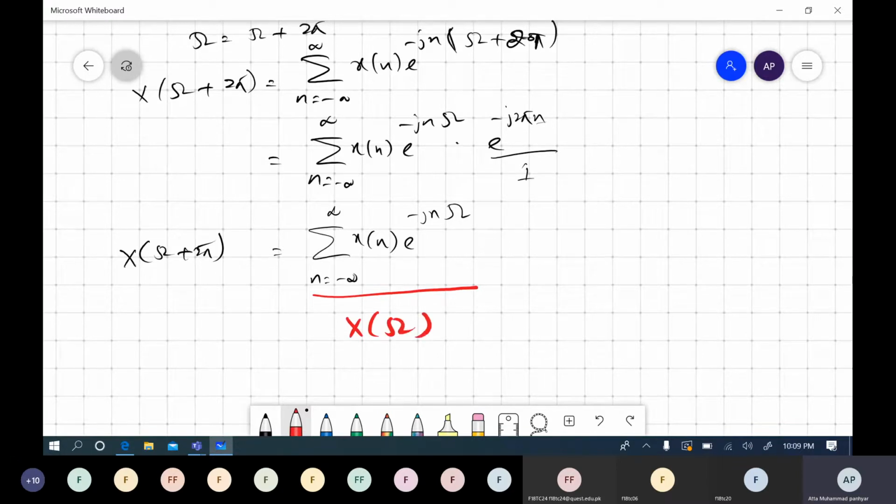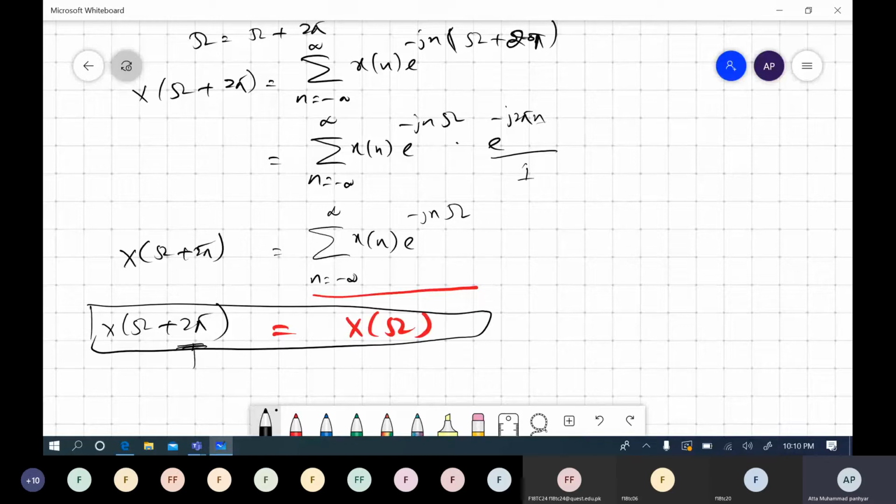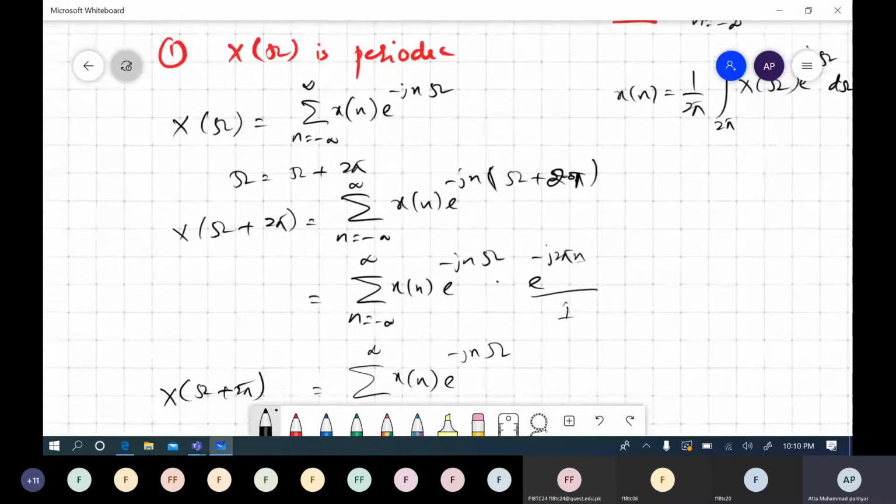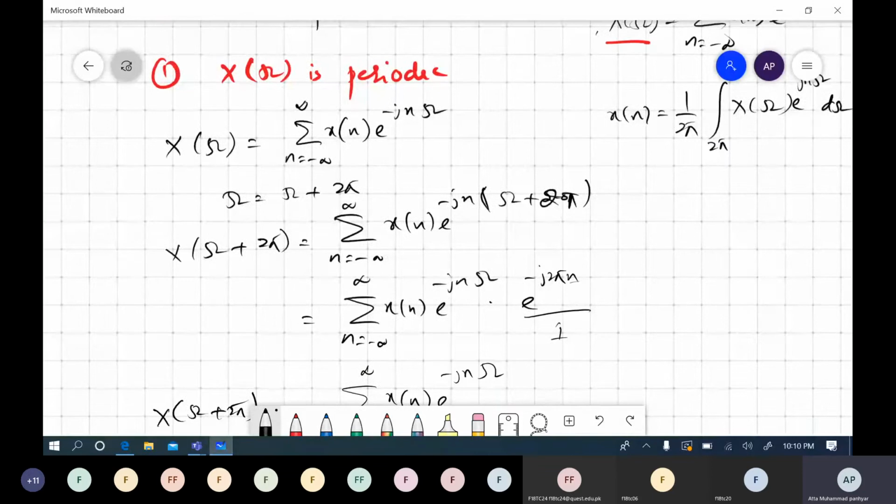So our x of omega is equal to x of omega plus 2 pi, and now we know that this is the time period, or we can say the periodicity, right? Our spectrum is periodic with respect to 2 pi. After each 2 pi, the frequency spectrum must repeat its values. So the first property of the discrete time Fourier transform DTFT is periodicity, right?